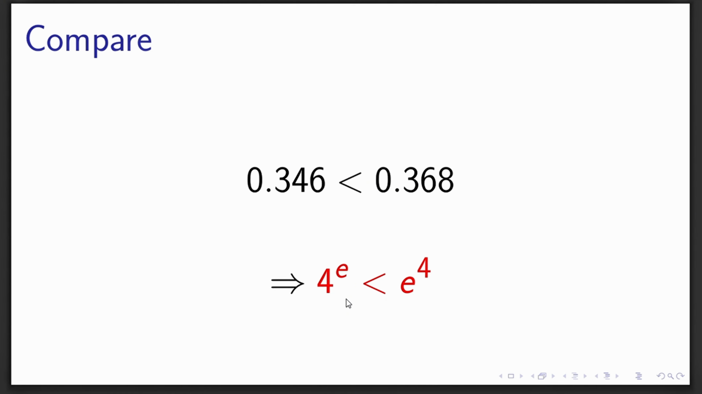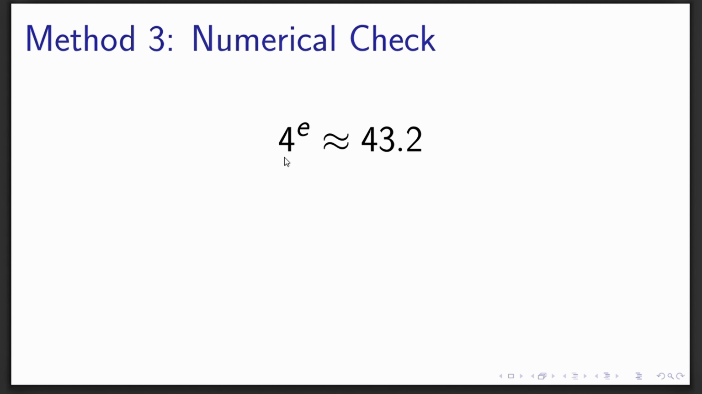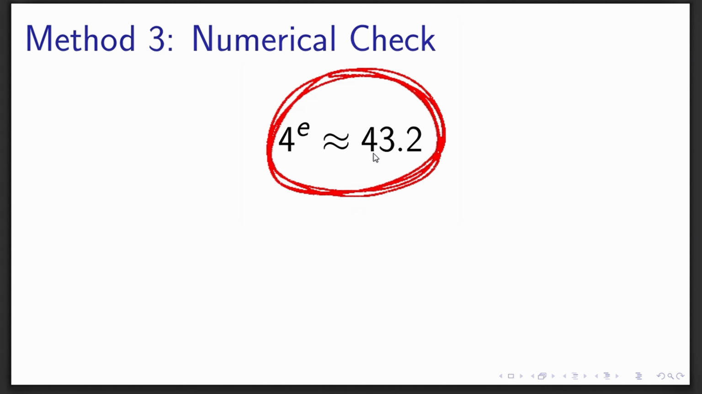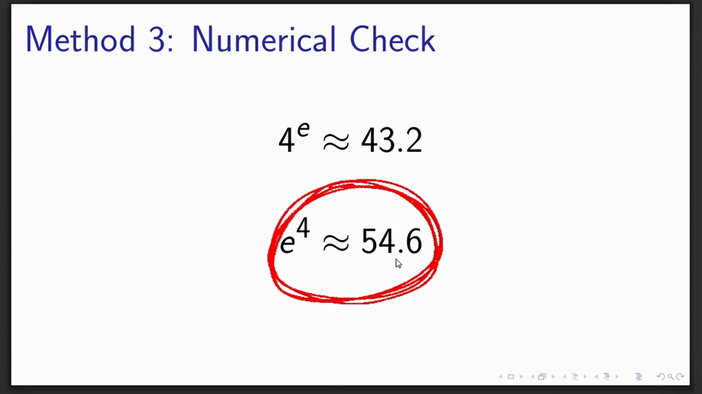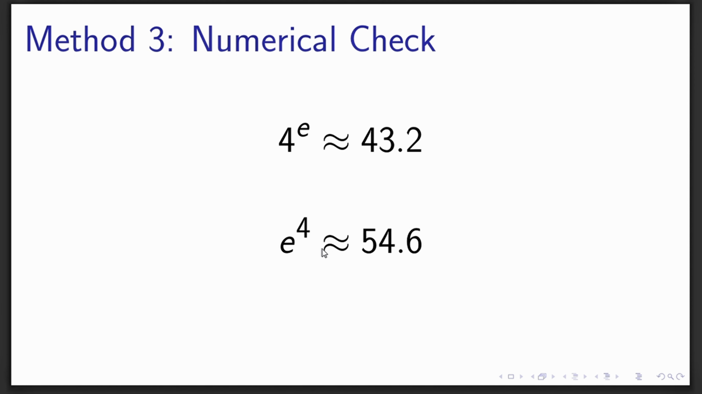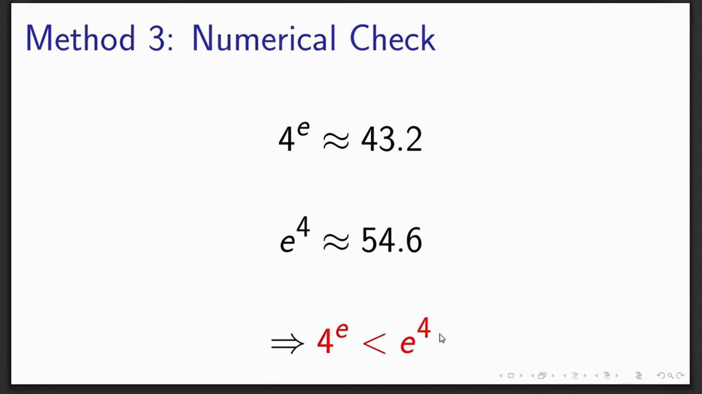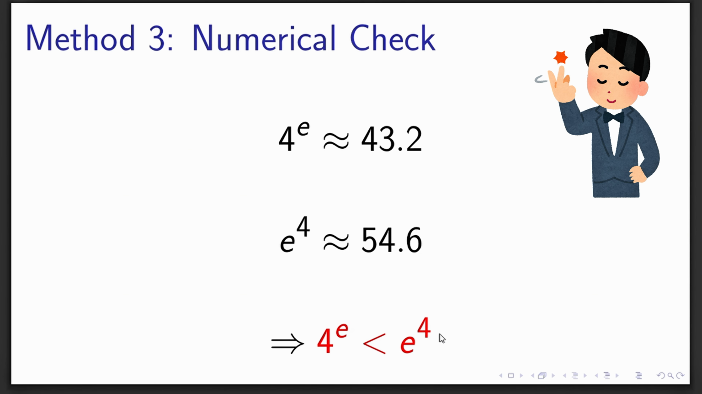Now the next method is a numerical method. I just use my calculator to find the value. We know that 4 power e is equal to 43.2. Similarly, when I use my calculator, I will get e power 4 equal to 54.6. We can see that e power 4 is greater than 4 power e. By using the numerical method, we can easily prove that e power 4 is greater than 4 power e.